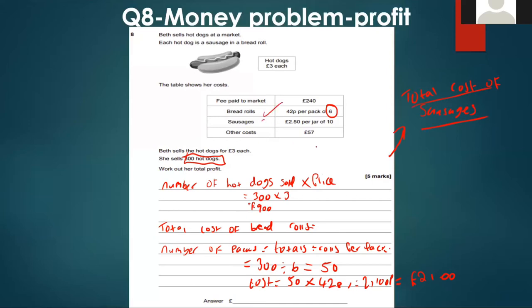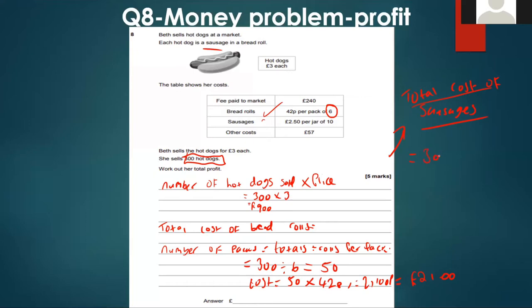So how about the sausages? Well, the number of packs is equal to the total divided by the sausages per pack. So how many sausages do we use? Well, each hot dog is a sausage and a bread roll. So you know that one sausage goes in each bread roll.